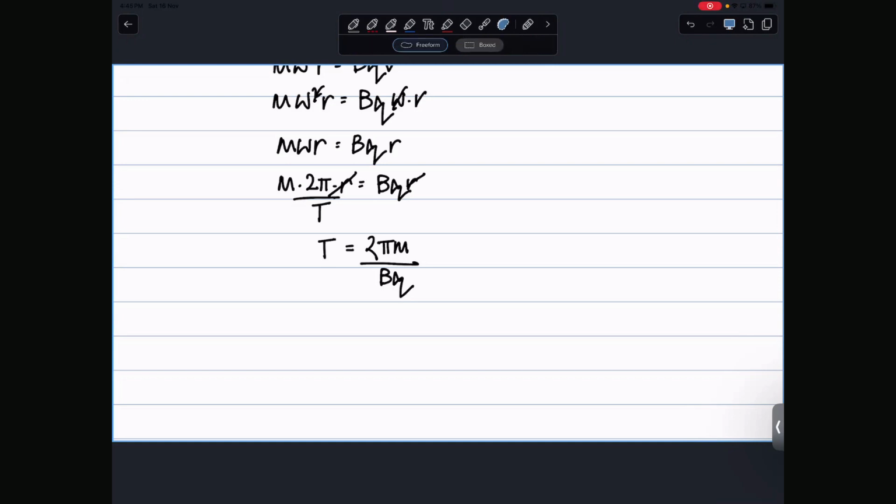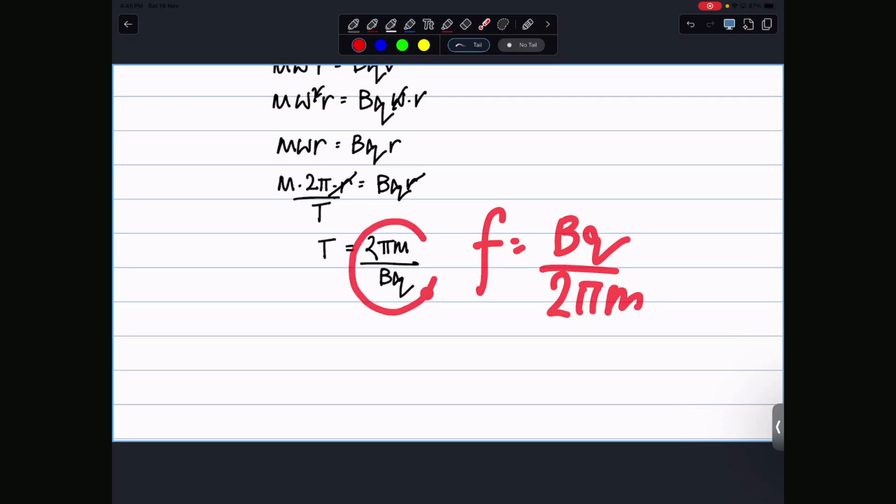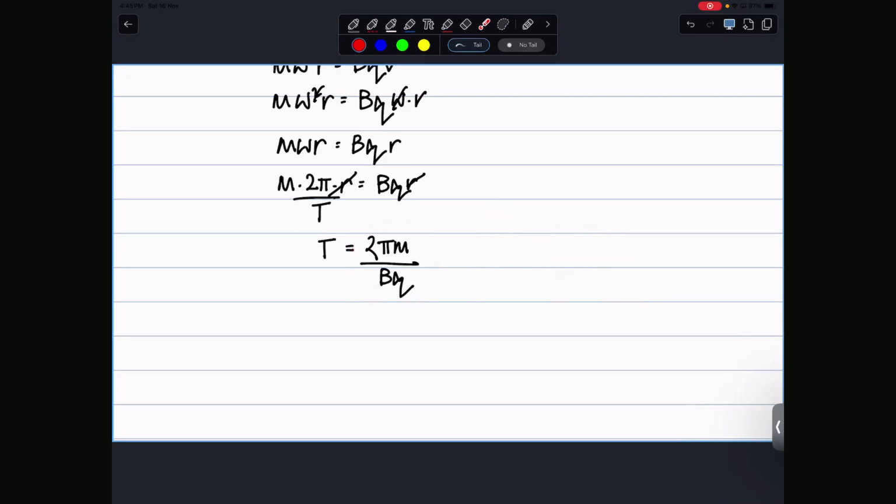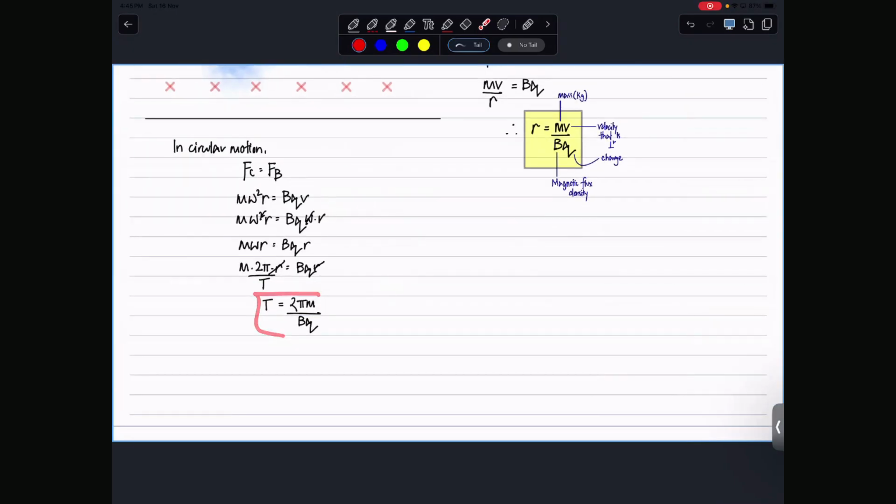The exam might ask about frequency, so what will the frequency be? bq divided by 2 pi m. Basically we just invert it, since this is 1 over the time period. So this is another relationship that showed up in this topic. Another expectation is that you will have to derive these in the exam. So just keep that in mind. I'm mentioning this from that point of view: it's something you should be able to do once you understand the chapter. Right, so if you have questions, say so.